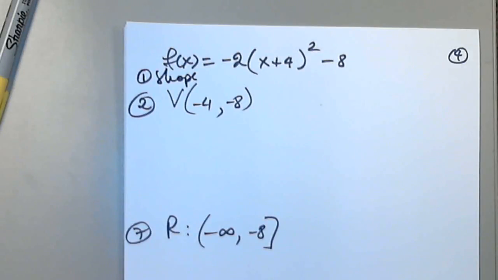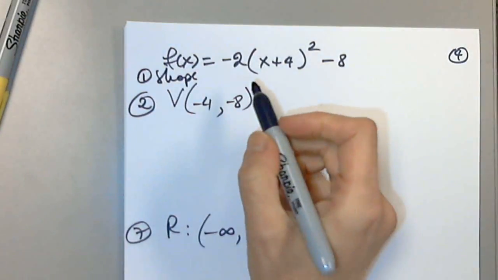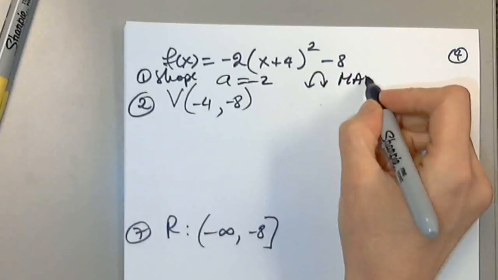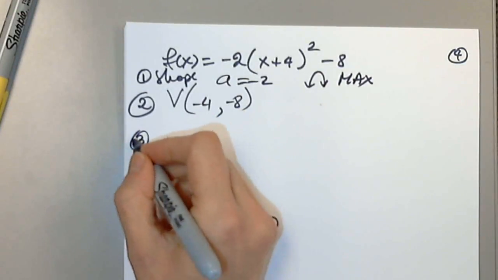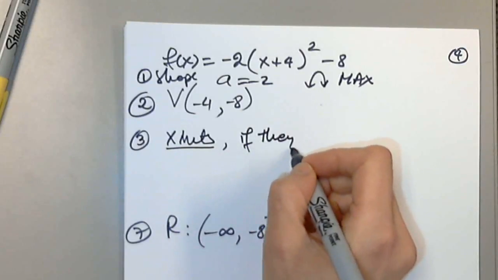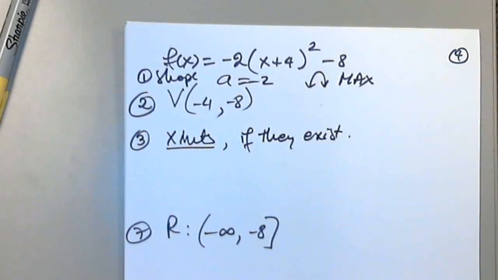Based on the leading coefficient, how do I know whether it opens upward or downward? Exactly. So it has a maximum. Yes. So the leading coefficient is -2. So the parabola has a max. You already gave me the vertex. 3. X-intercepts, if they exist. You already have the picture of the graph in your brain. So tell me about the x-intercepts.